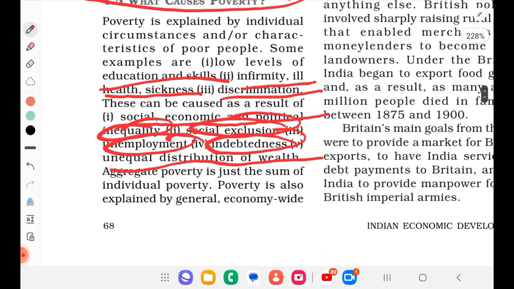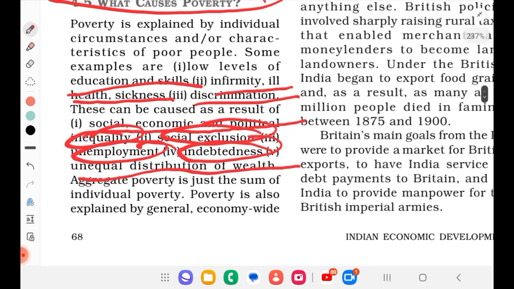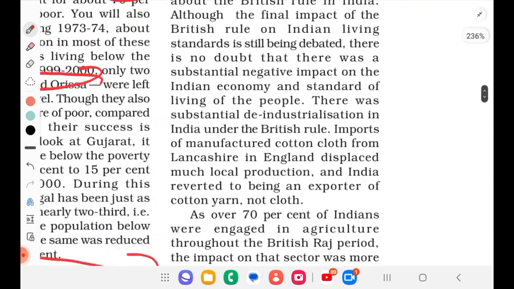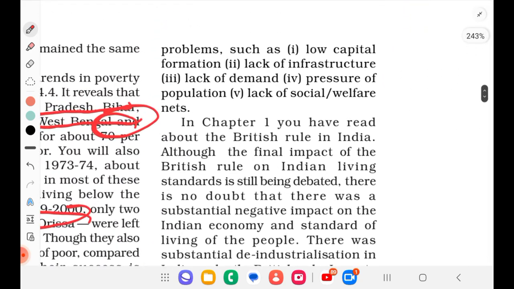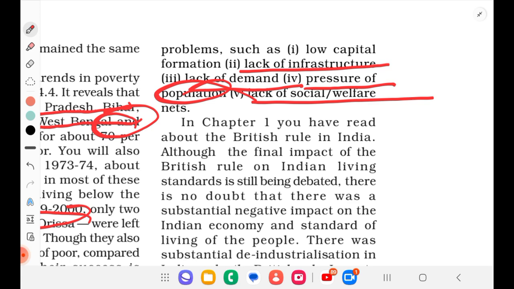Poverty is also explained by general economy-wide problems such as low capital formation, lack of infrastructure, lack of demand, pressure of population, lack of social welfare nets.